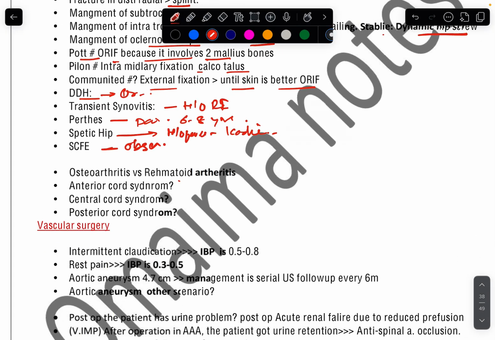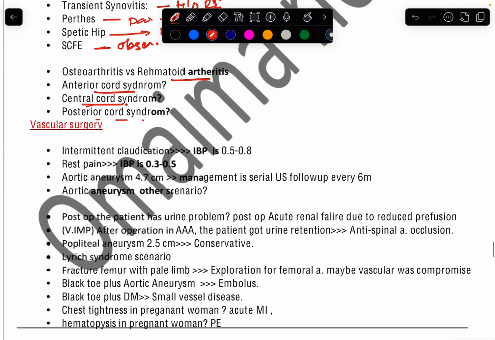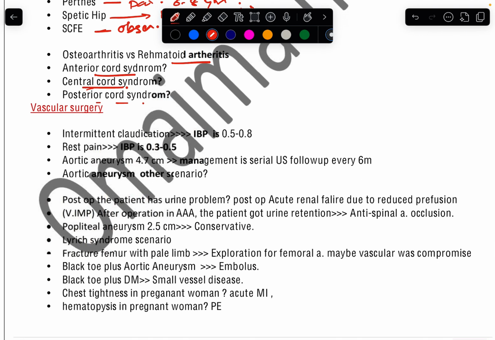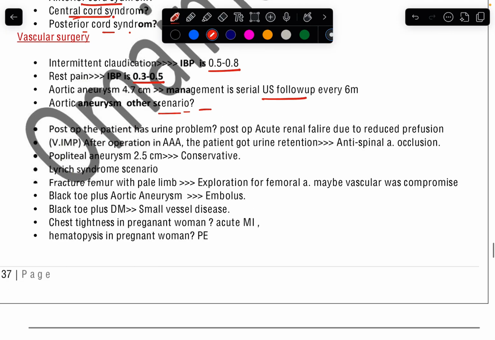Osteoarthritis versus rheumatoid arthritis. This is rheumatoid arthritis, ulnar deviation. Anterior cord syndrome, central cord syndrome, posterior cord. Anterior is motor, central is upper extremity more affected, posterior cord syndrome is sensory. Intermittent claudication, ABI 0.5 to 0.8, rest pain severe is less than 0.3 to 0.7. Aortic aneurysm 4.7: management ultrasound. Aortic aneurysm, other scenarios, rupture and all that. Post-operative, patient has urine.